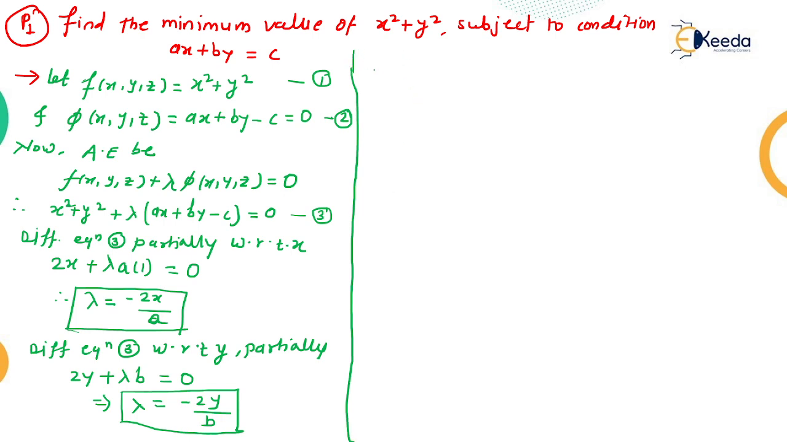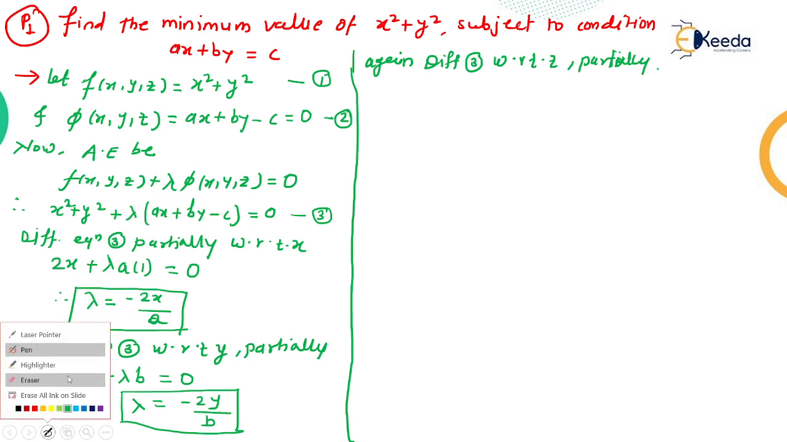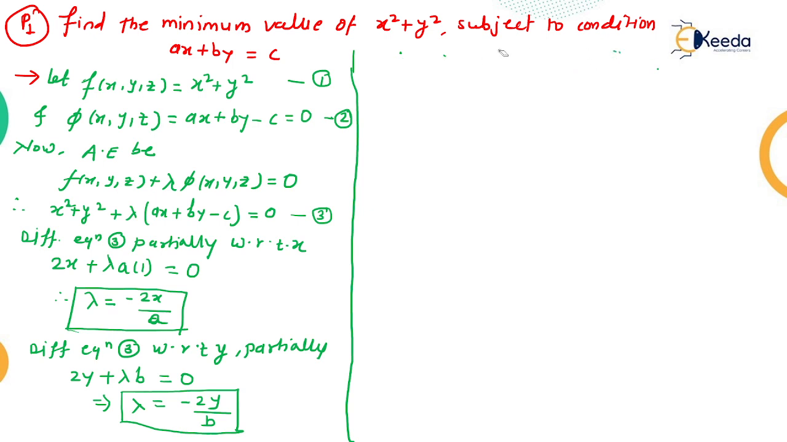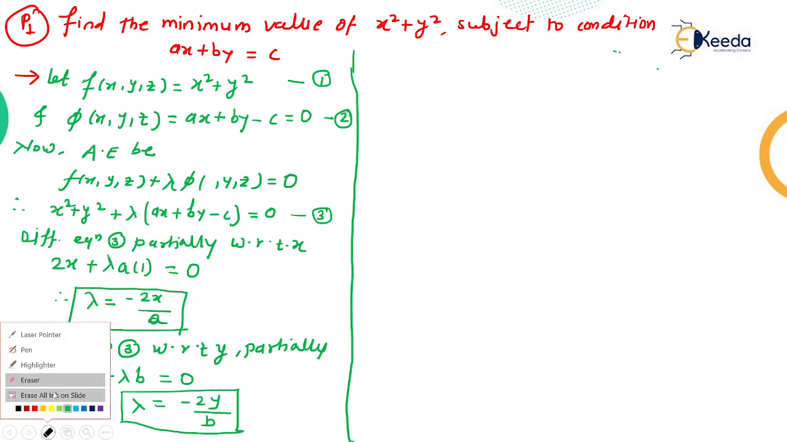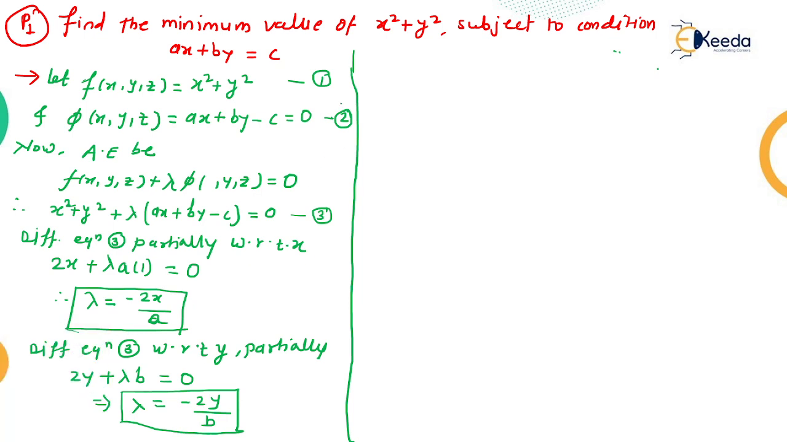Let's see again, differentiate equation 3 with respect to the third variable z partially. Very clearly, z does not appear in equation 3, so it is not necessary to differentiate with respect to z. So these are the lambda values after differentiating equation 3. For reference, suppose this is equation 4 and this is equation 5.